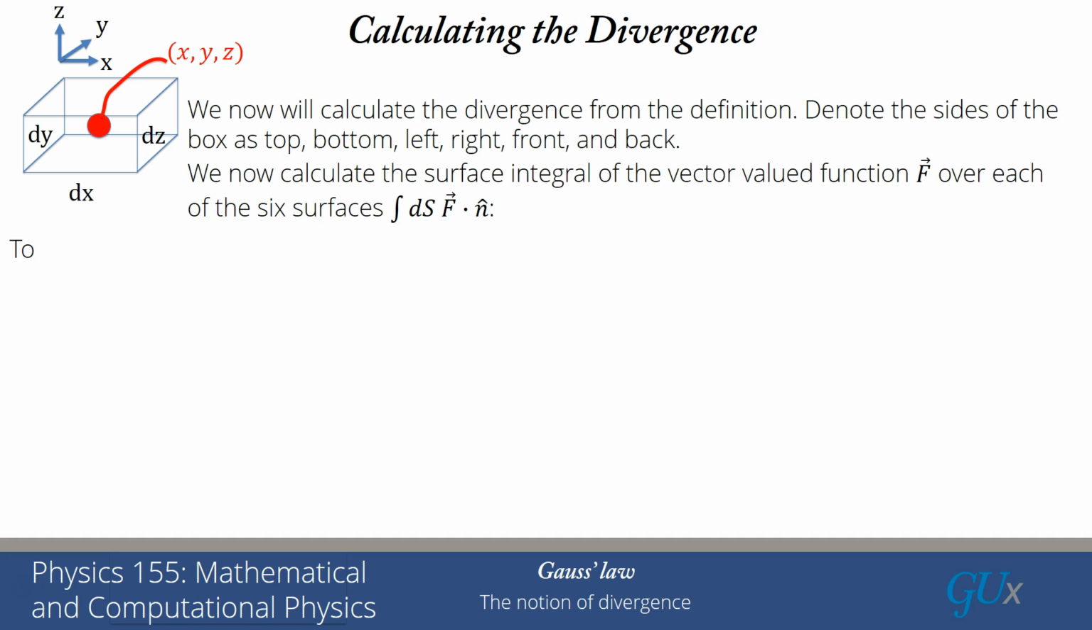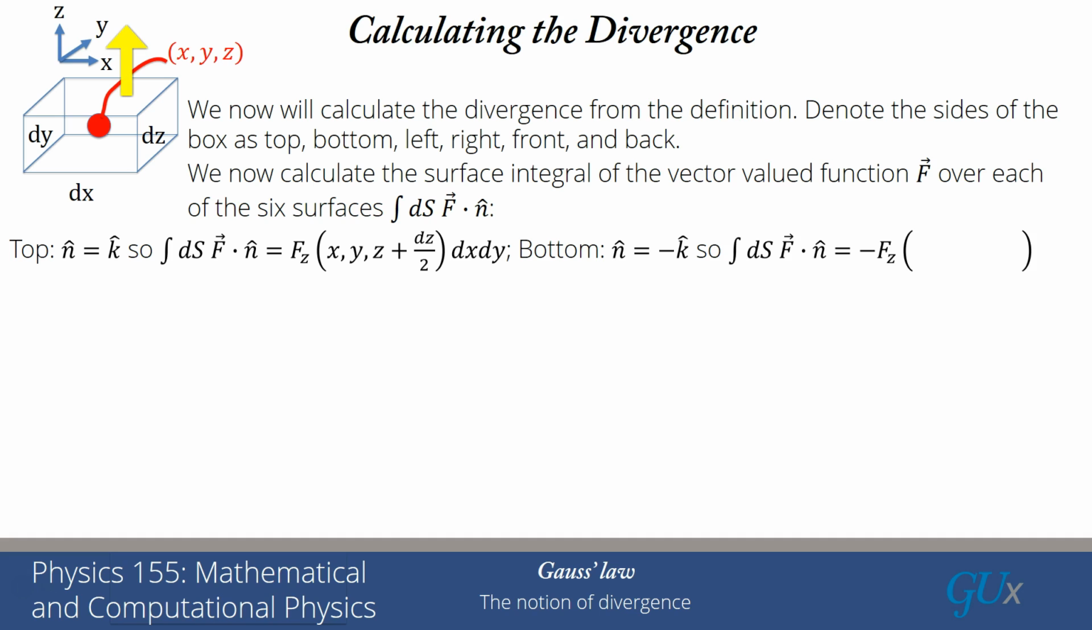So we got 6 cases to look at. So let's look at the first 2. We're going to look at the top and we're going to look at the bottom. If I focus on the top, you can see the normal vector to the top is the unit vector in the z direction. That's just what we would call k hat. And so when I take F dot k hat, it's going to just give me the z component of F. And on that top surface, I'm evaluating it along the points x, y, and z plus dz over 2. Now, I'm going to ignore the x and y dependence when I calculate the integral over that surface, and I'm going to just say that it's a constant, and I'm going to multiply it by dx dy.